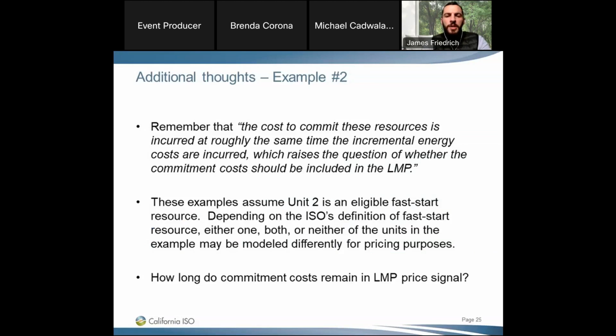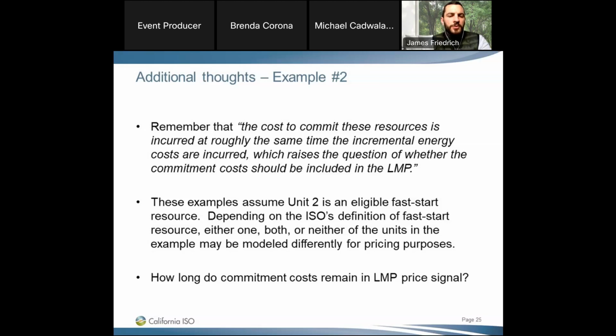Just a reminder in the first bullet, the idea behind including the commitment cost in the price is that, because the resource is committed roughly at the same time that the incremental energy costs are incurred, you could think that because the incremental and the fixed costs are incurred at the same time, both of those costs should be included within the market price to demonstrate what the cost of serving the next increment of demand would be. So that's kind of the thinking there.